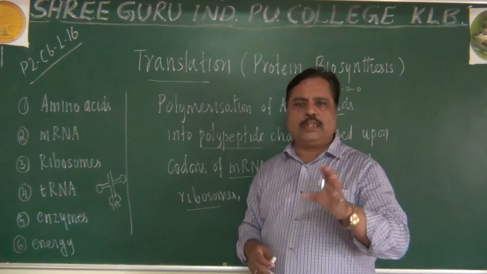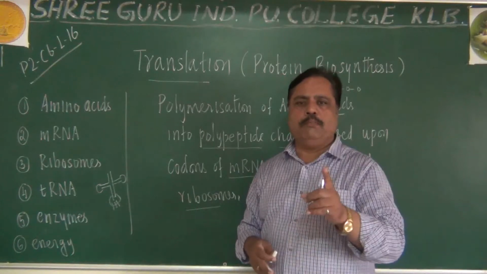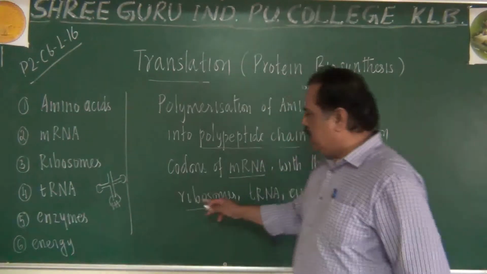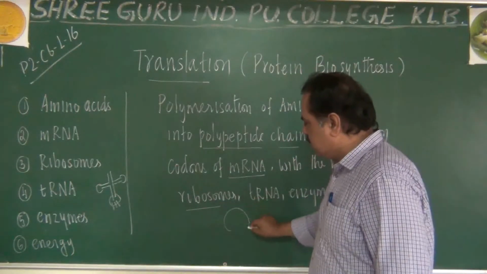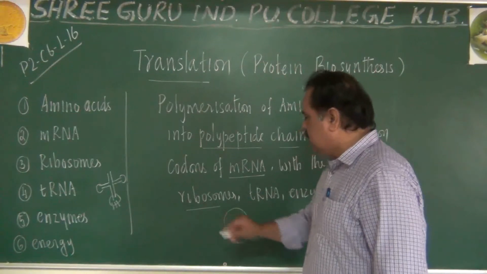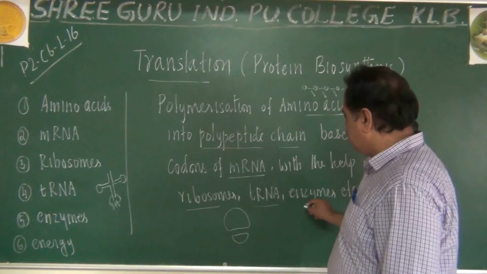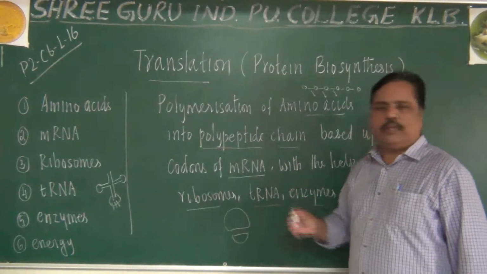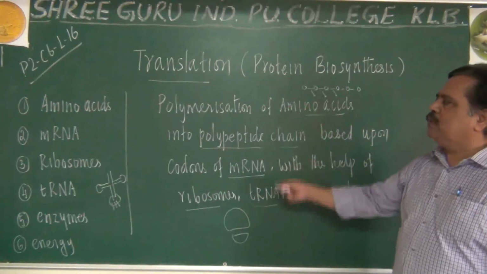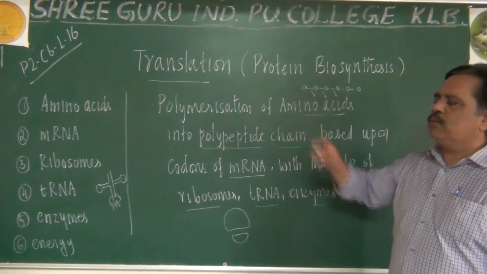So all the cells have ribosomes. It is a membraneless organelle. It has two subunits, a larger subunit and a smaller subunit. Then tRNA is required for this, and enzymes are required for this purpose. Just make note of this definition, and we will go further.